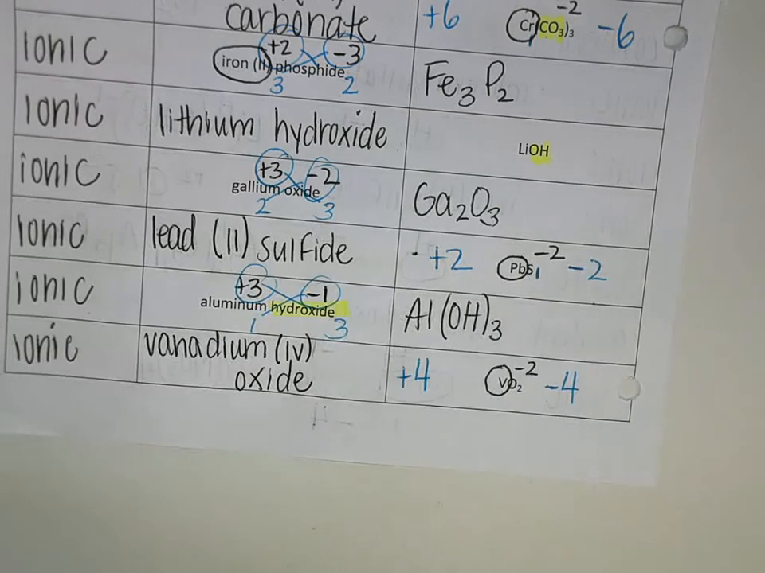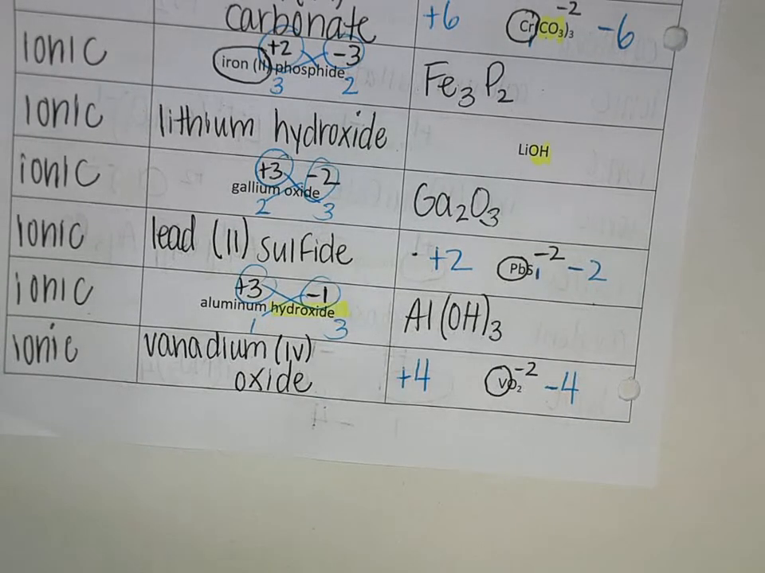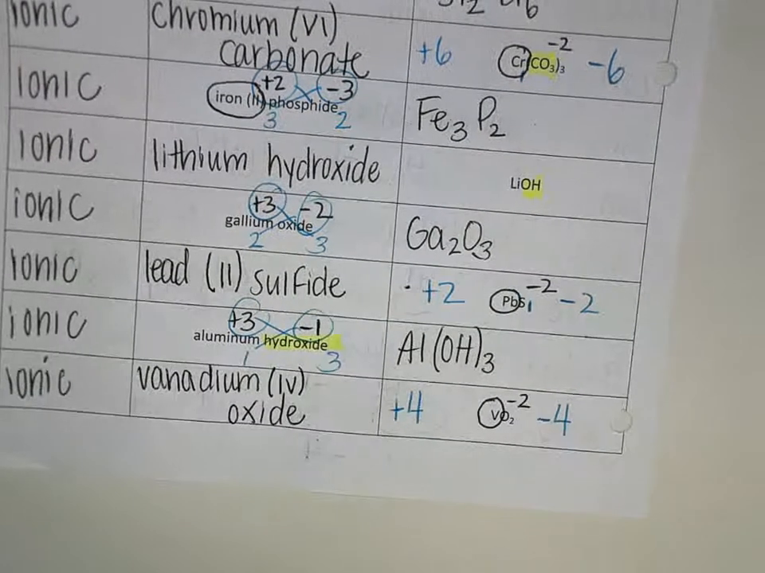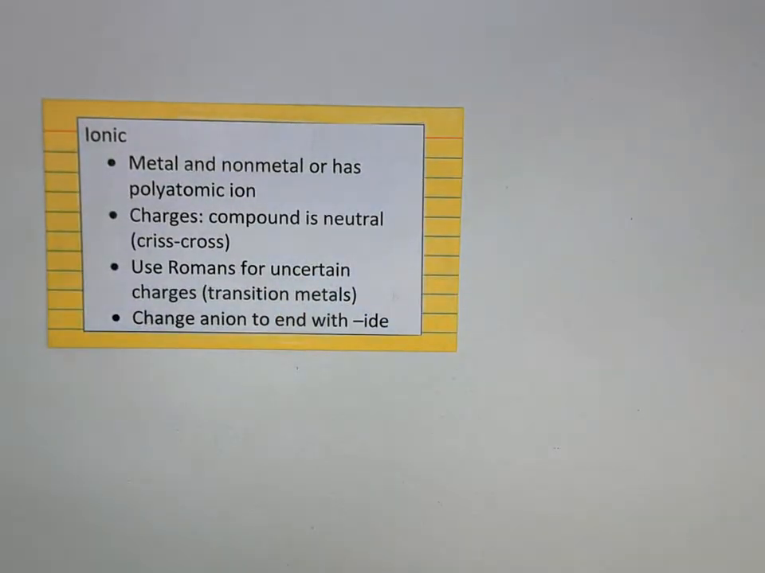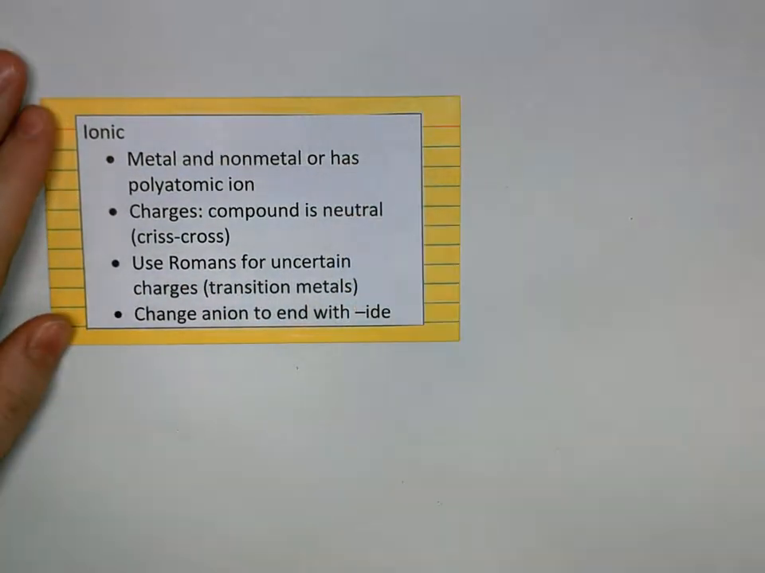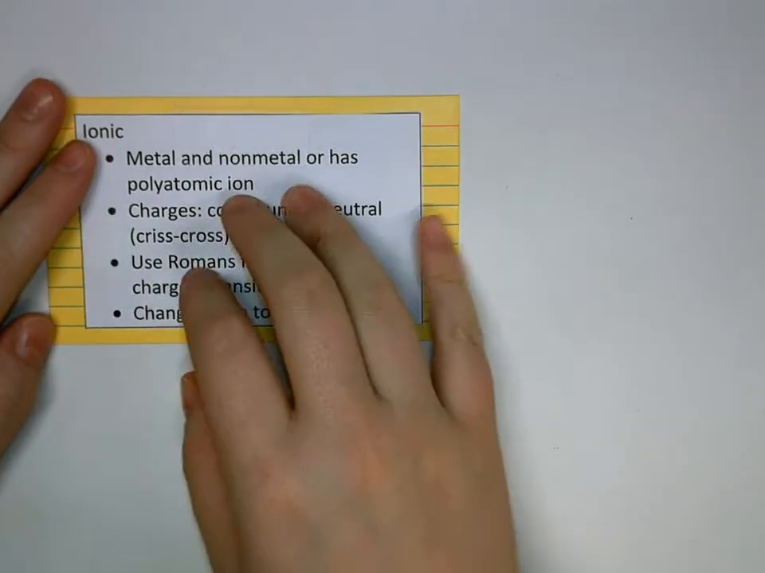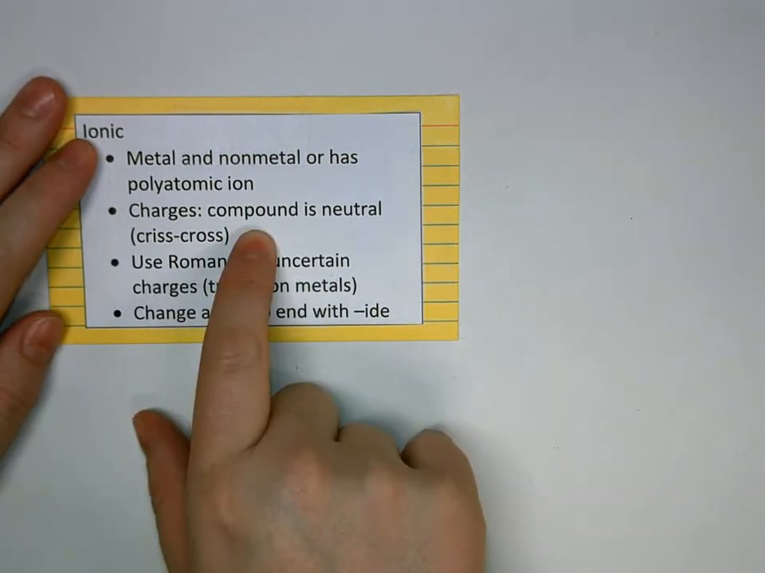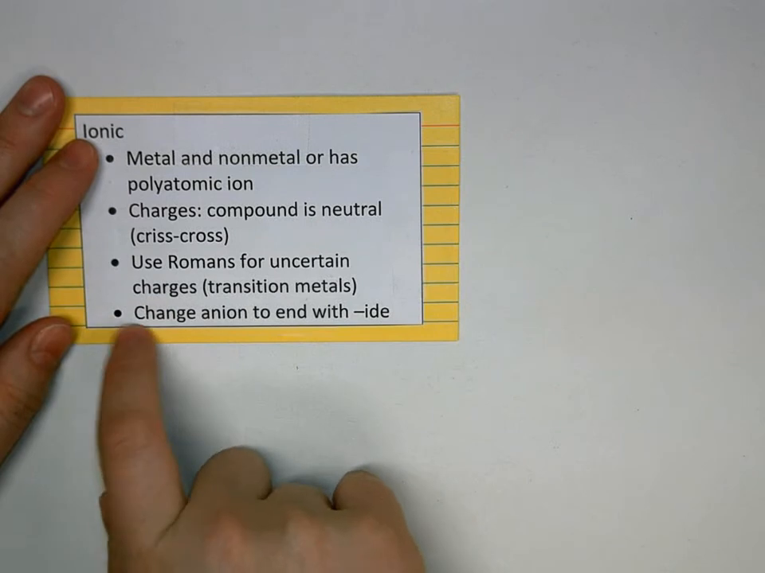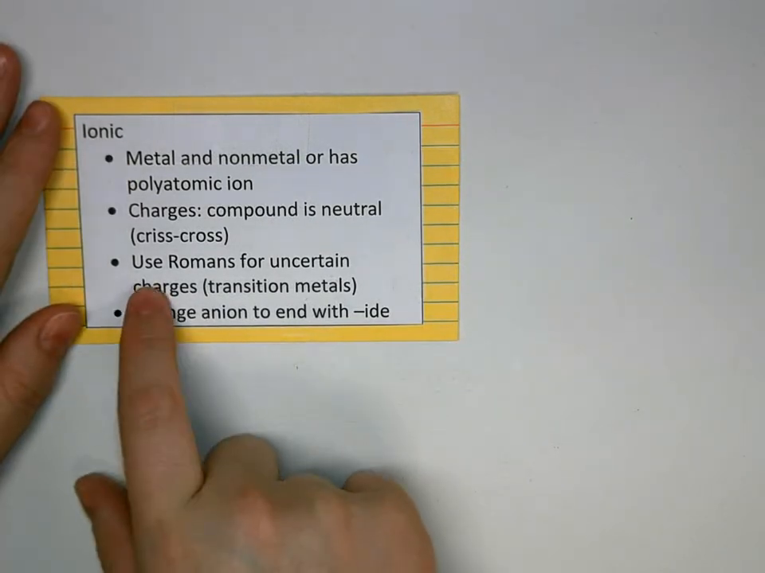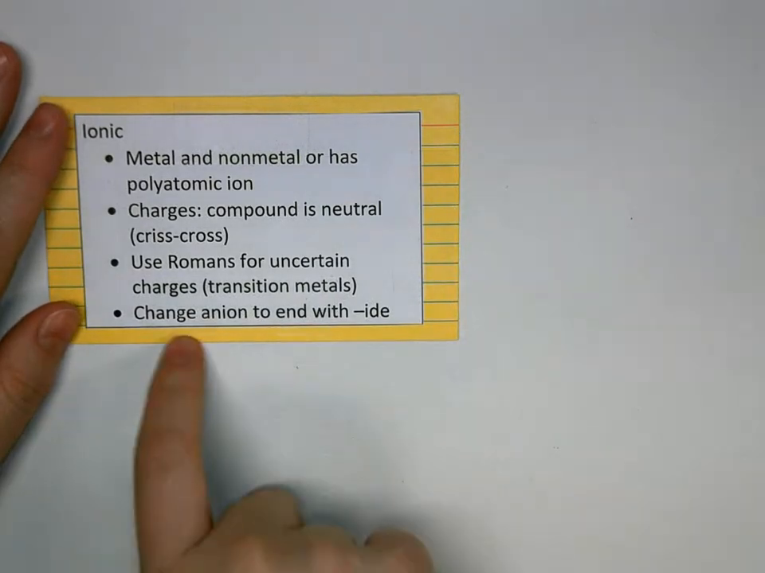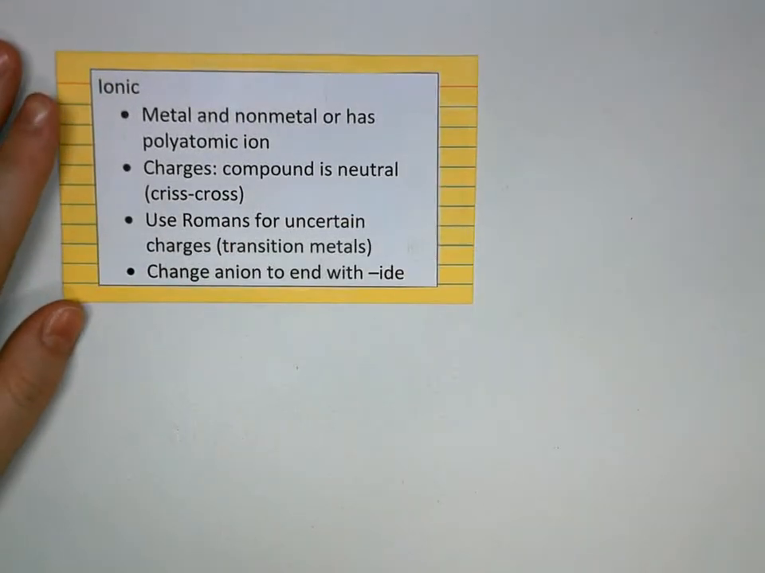So while you're doing this, just remember the basics. For something that is ionic, we're always worried about charges. We're looking for a metal and a nonmetal or a polyatomic ion. And I got to ensure that my charges are neutral. If I'm uncertain of what the charge is, like it could have more than one possible value, I need to use Romans to indicate that. And you change the anions to end with "ide."